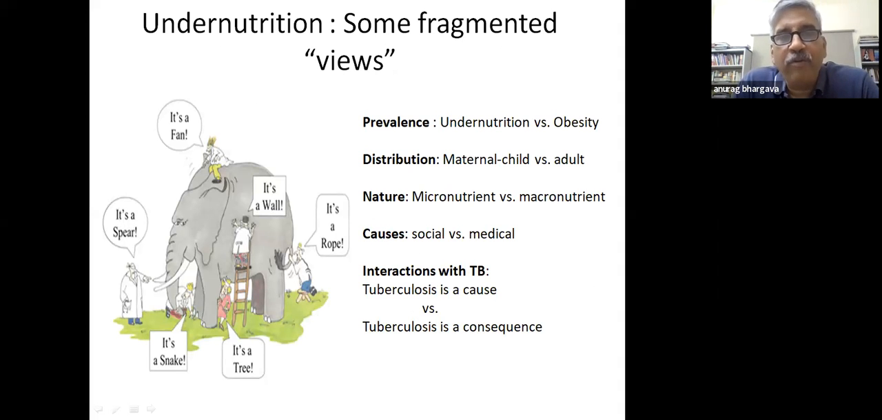There have been some fragmented views on the whole problem of undernutrition. Some people, from their own perspectives, emphasize the increasing prevalence of obesity rather than the persistence of undernutrition in the world. Some people limit their discussion on maternal and child nutrition and pay little attention to adult nutrition. Micronutrient versus macronutrient is another dichotomy, which is artificial, and other things. But in the case of TB, I think it's important to know that it's important across age groups. Undernutrition here, both macro and micro, are important, and TB is both a cause as well as a consequence of undernutrition.